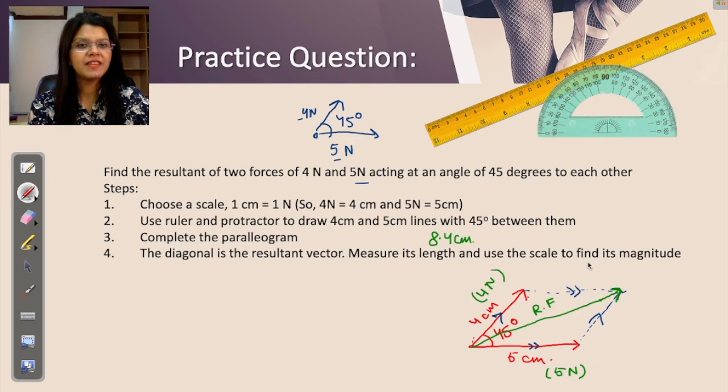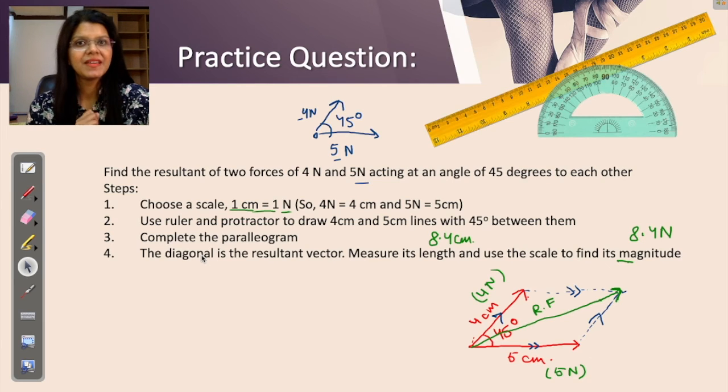And use the scale to find its magnitude. So what is the magnitude of the resultant force? Because the scale is 1 centimeter is equal to 1 newton. So what is the magnitude of the resultant force? 8.4 newtons. Alright, now the last point is, one more thing is left.